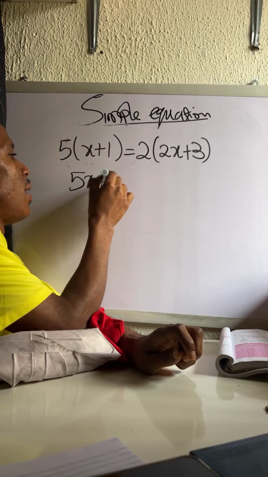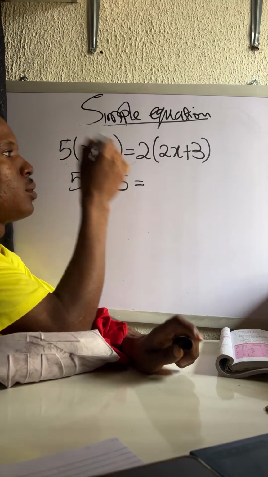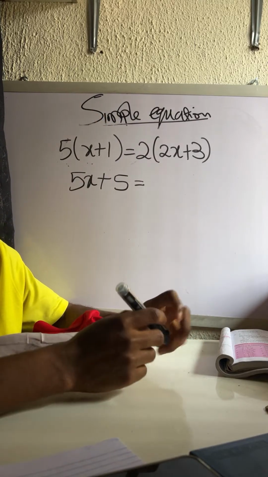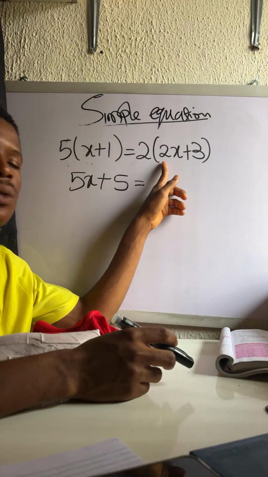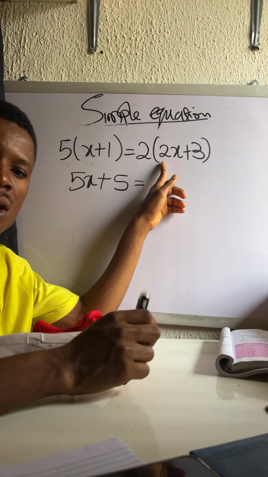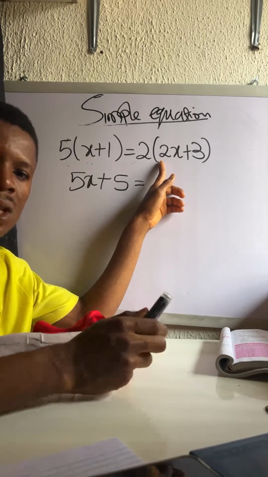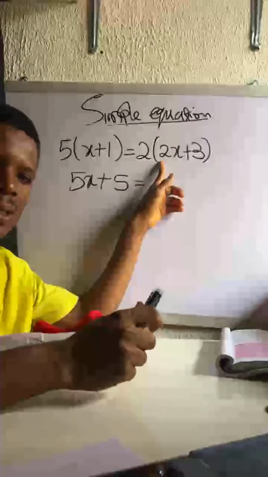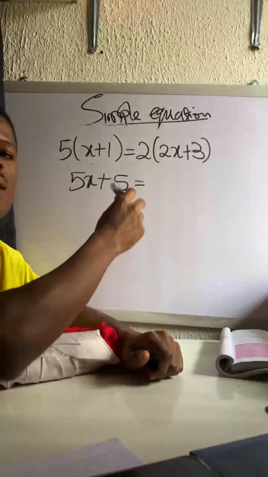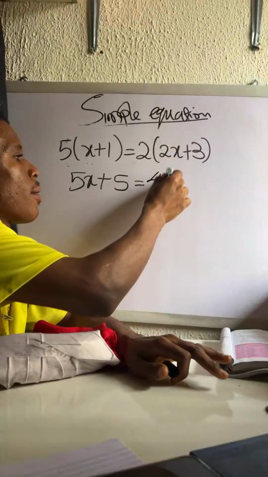5 times 1 is 5, and that's equal to... Then we'll go to the next one. The next one will have 2 times 2x. What is 2 times 2x? 2 times 2x is 4x.